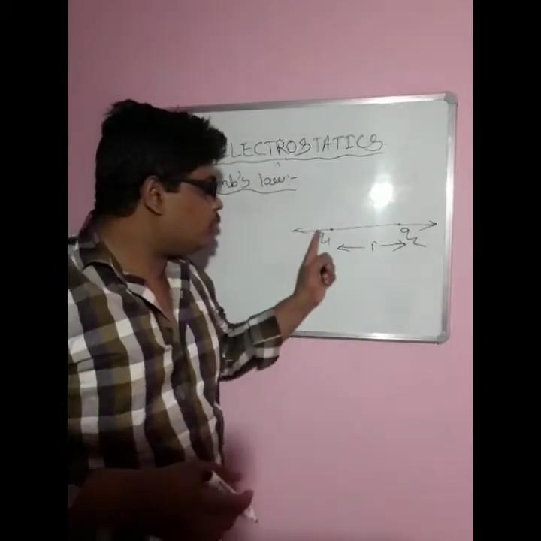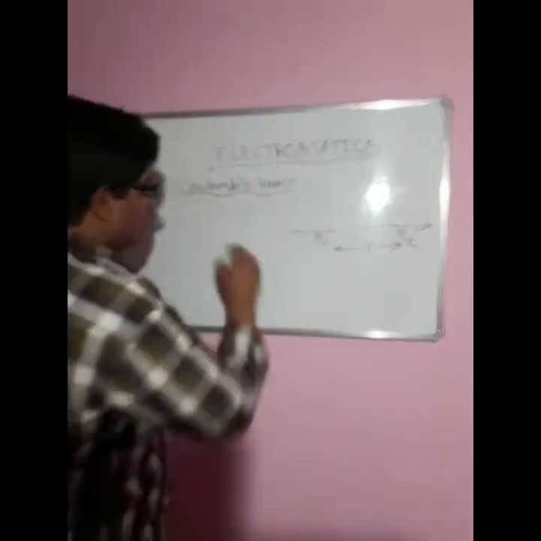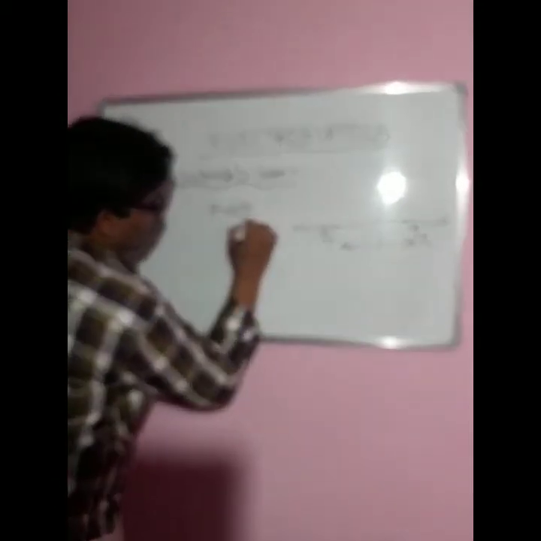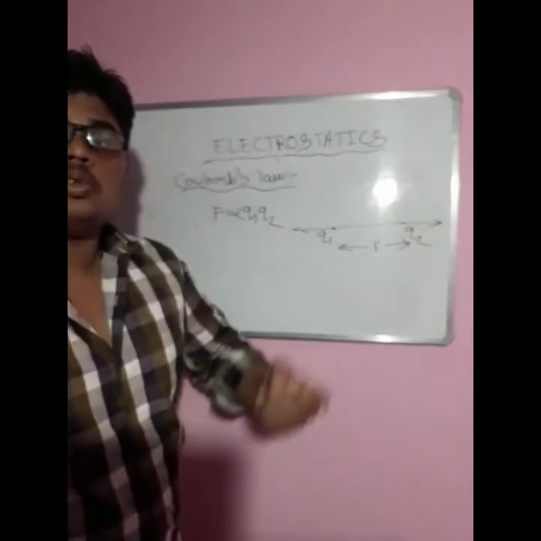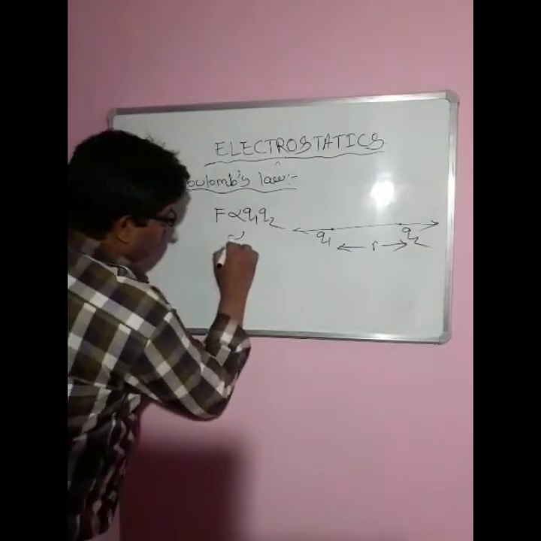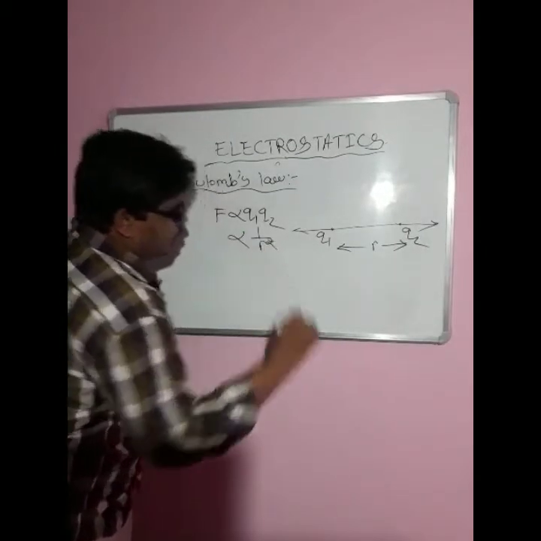directly proportional to the product of their magnitudes of charges. Means F is proportional to Q1 times Q2 and inversely proportional to the square of the distance between them, proportional to 1 by r square.